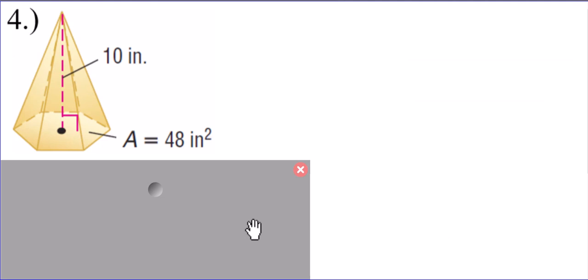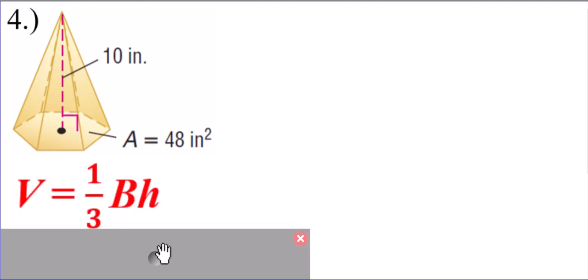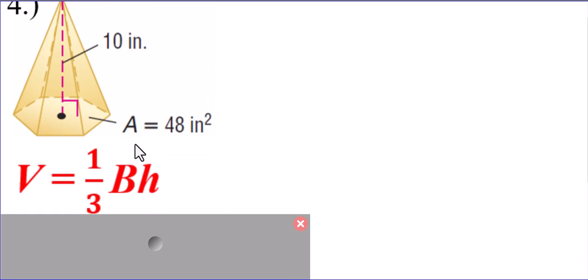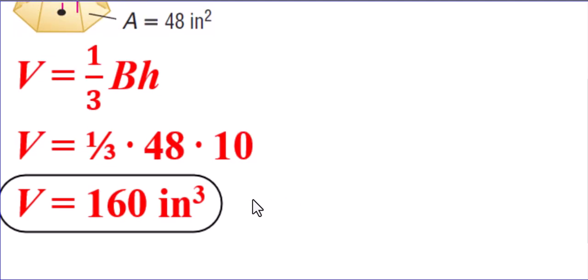Problem number 4. Normally with prisms and pyramids, I recommend drawing a quick sketch of the base, but no need to here. Capital A is area. They are giving you the area of the base, so you can put that in for capital B right away. No additional work needed. And the 10 is definitely the height. Did you have 1/3? If you did, you should get a final answer of 160 cubic inches.